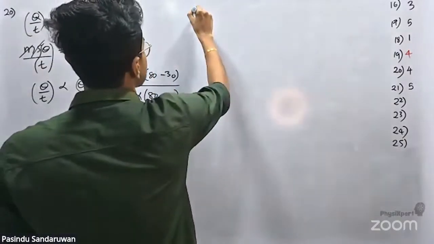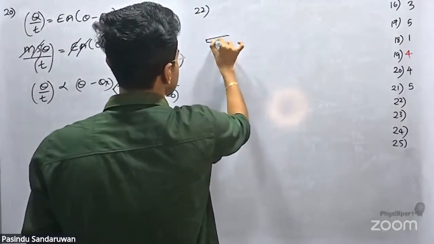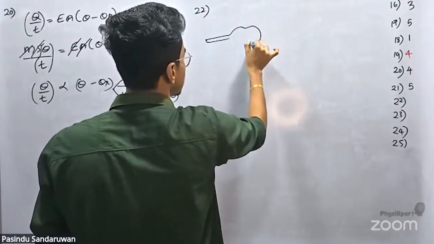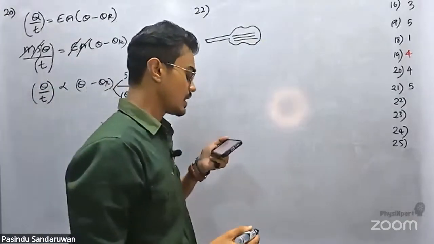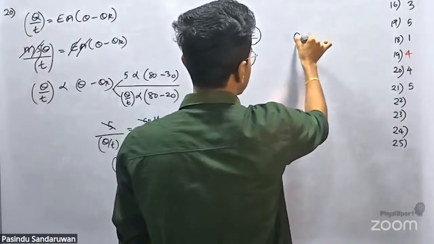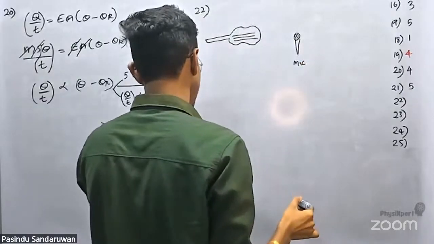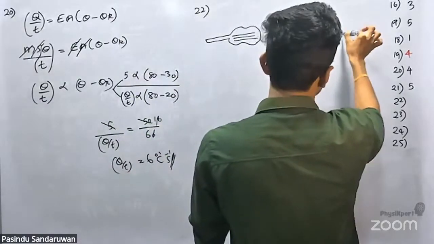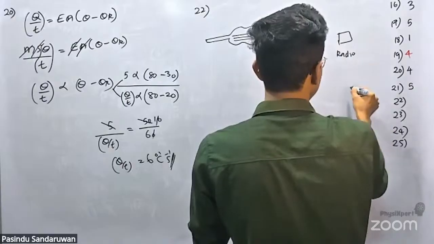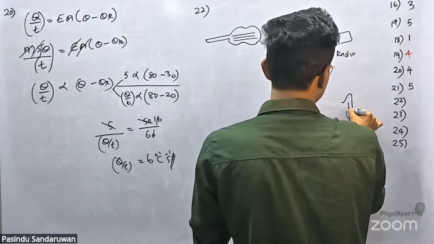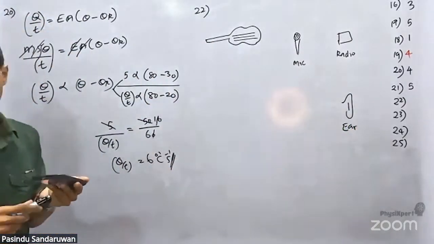Initially these wires are in the violin like this, and it should be transferred to a mic. Through the mic it will be transferred to the radio, and from the radio it comes to our ear. It comes to our ear, and then only we will hear, right?